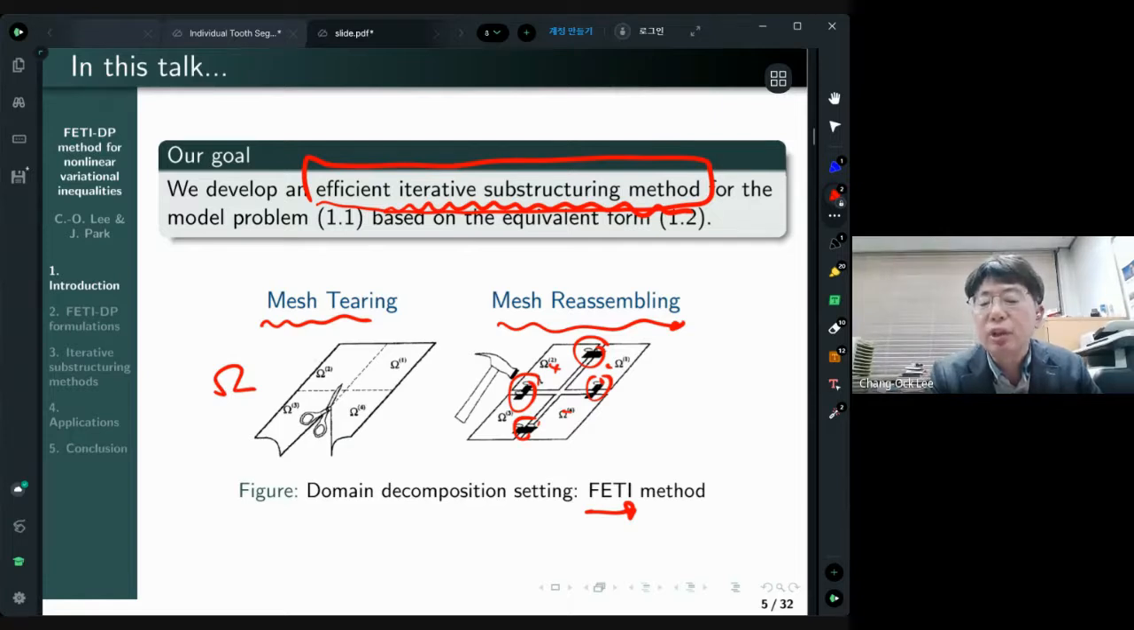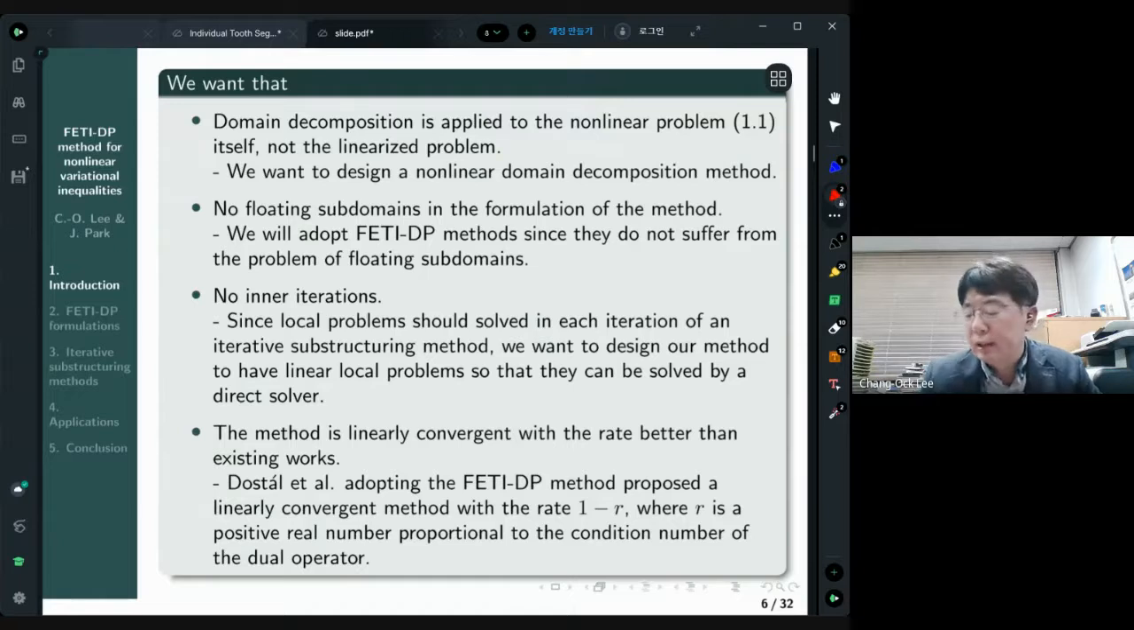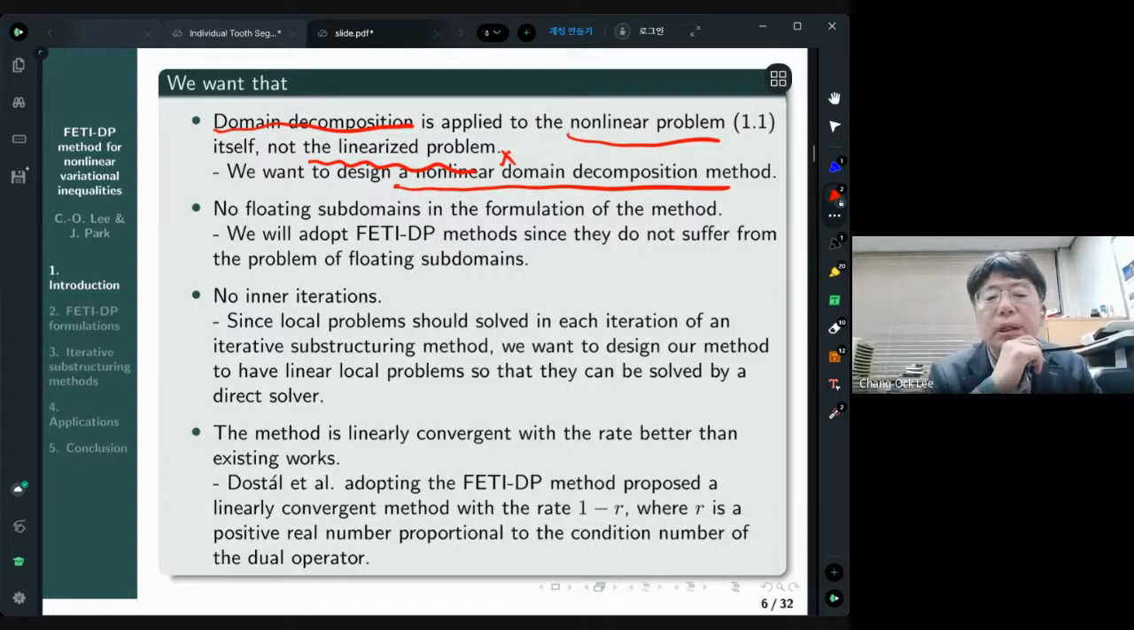So we're gonna find an efficient iterative substructuring method for the nonlinear variational problems. Here we want our domain decomposition method to be applied to the nonlinear problems itself, not the linearized problems. The very basic approach is we linearize the nonlinear problems, and we have several good methods for the linear problems. That's a very standard way to solve the variational inequality problems. But here, instead of that, we apply the domain decomposition to the nonlinear problems itself, and we design nonlinear domain decomposition methods.